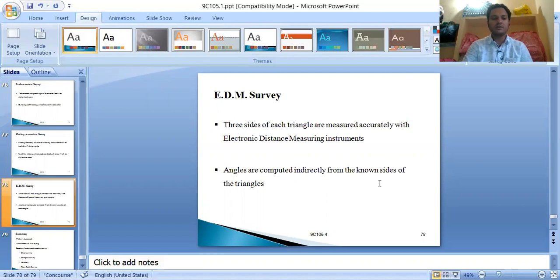EDM survey. EDM denotes electronic distance measurement, which means it is not an analog method of taking measurements. It is not a direct method of taking measurements. The instrument itself gives us readings electronically, so this is called electronic distance measurement. Three sides of each triangle are measured accurately with the electronic distance measurement instrument. Angles are computed indirectly from the known sides of the triangles. EDM survey.